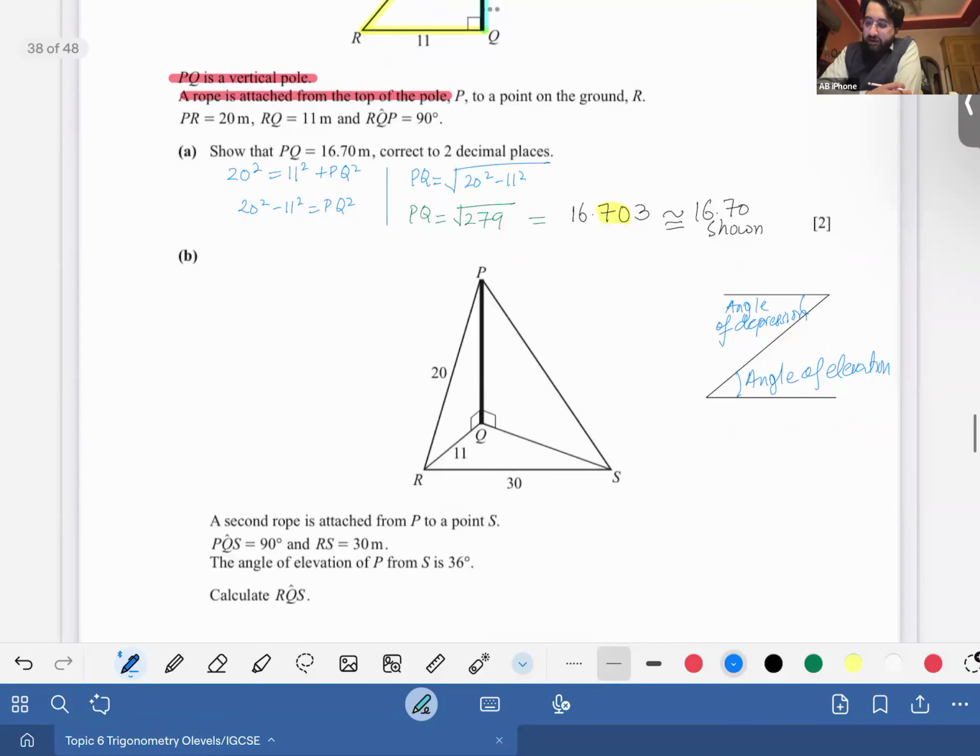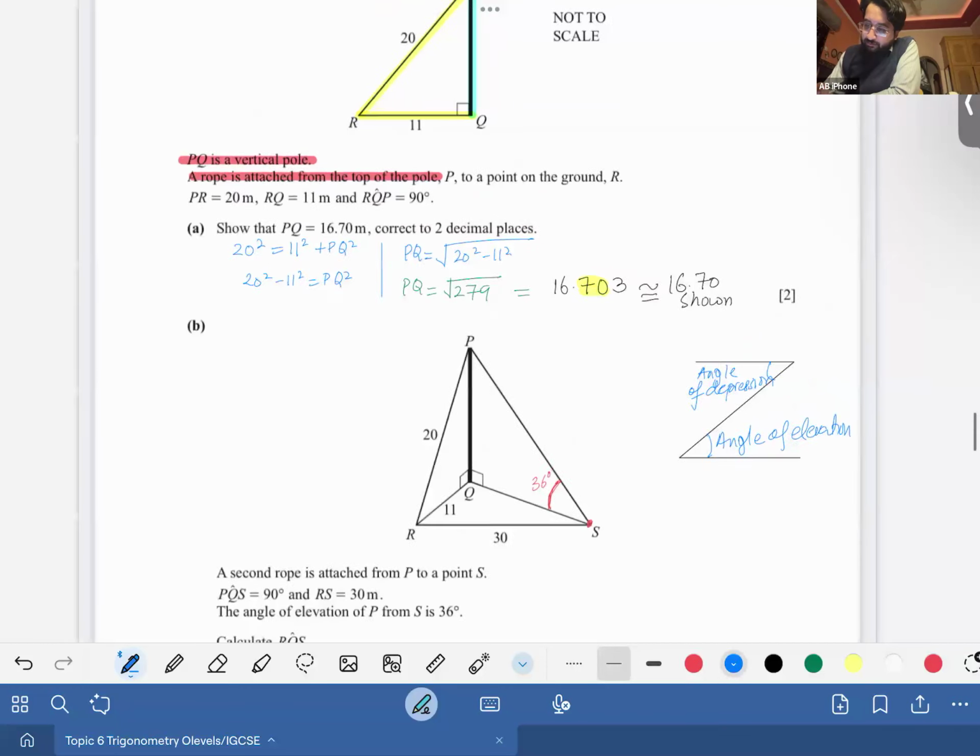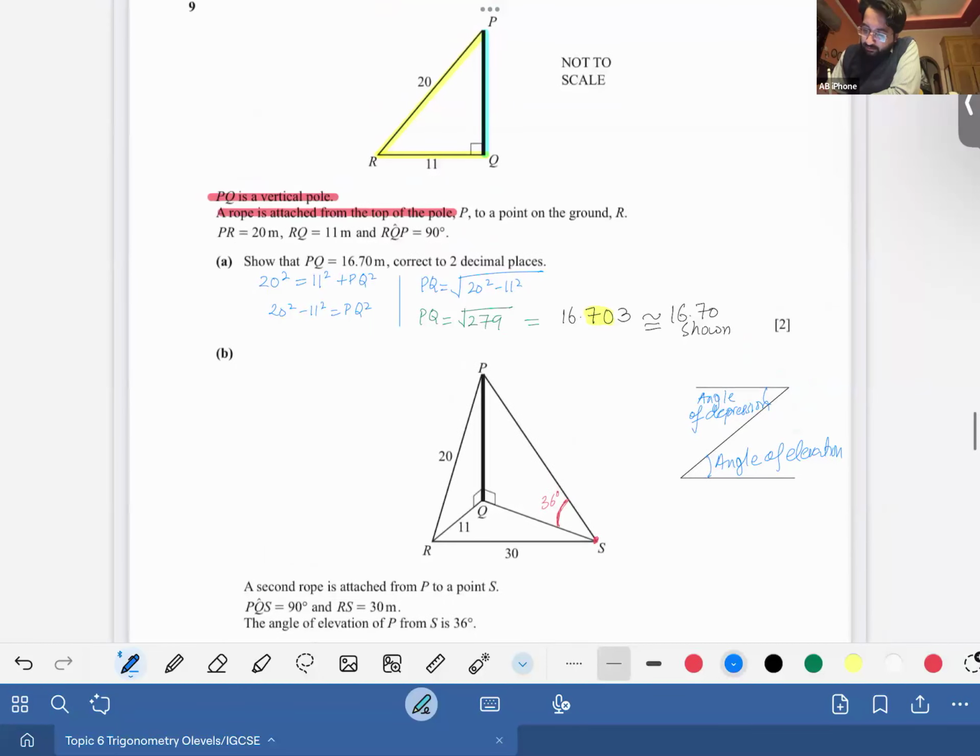Okay, now they say that the angle of elevation of P from S, what does it mean? It means that at S, for example, I'm standing. So this angle is 36. This part is 36 only. This is 36 degrees. So in the previous part, beta, we found that PQ is 16.7. So I'm going to write 16.7 here.